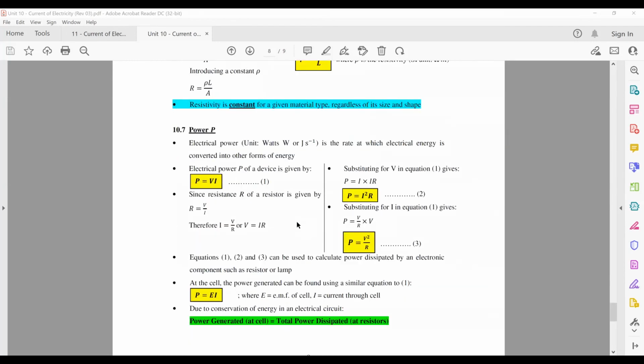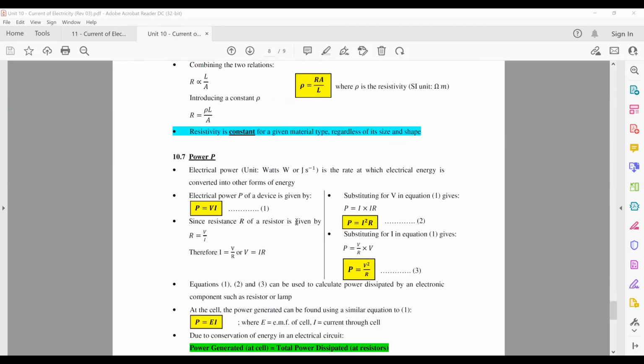Okay, then we go to the last part, power. Power should be very fast. Now, power is the rate of work done or rate of energy change. So in an electrical circuit, electrical power is the rate at which electrical energy is converted into other forms of energy. So there are three equations that you need to know for power.